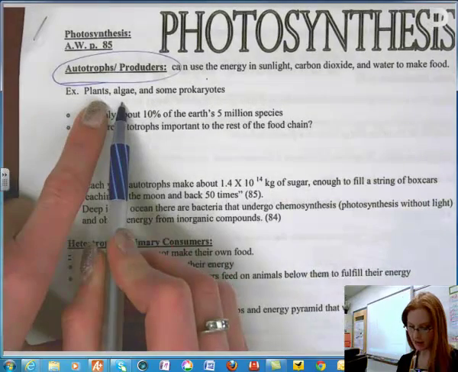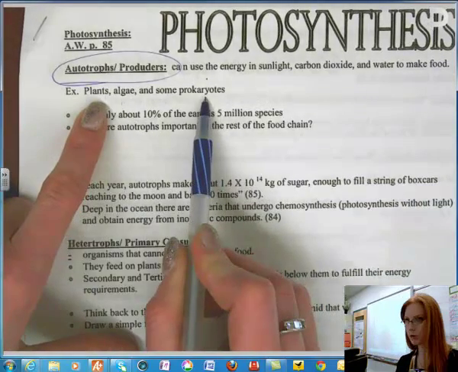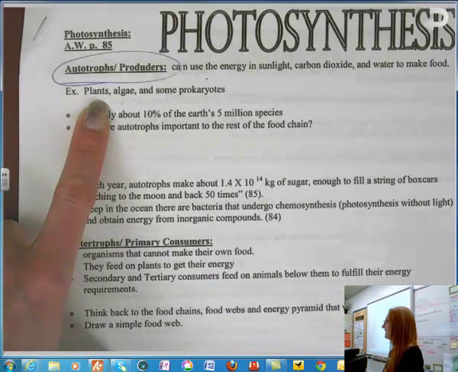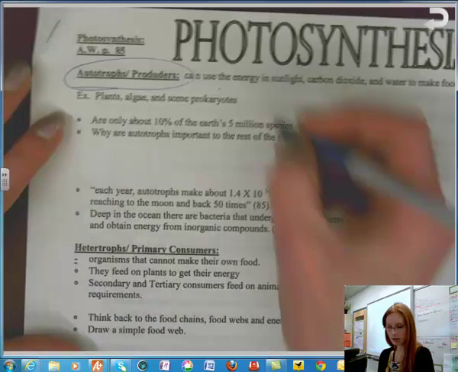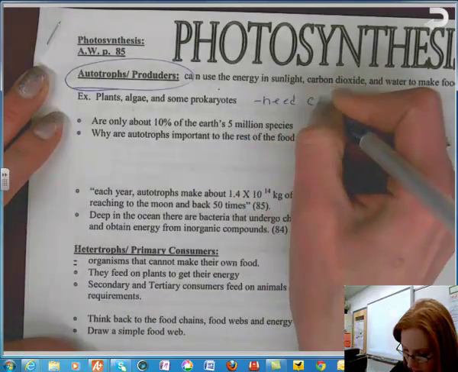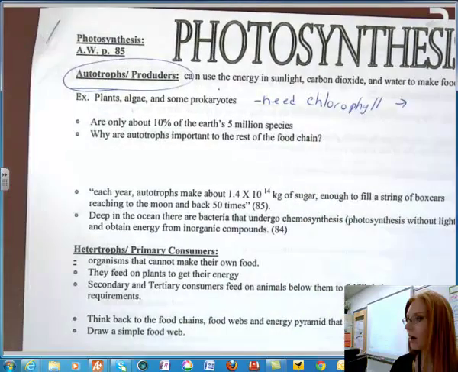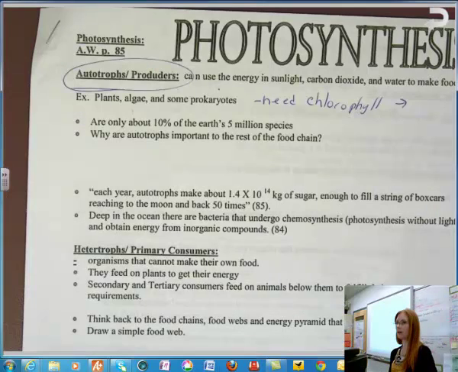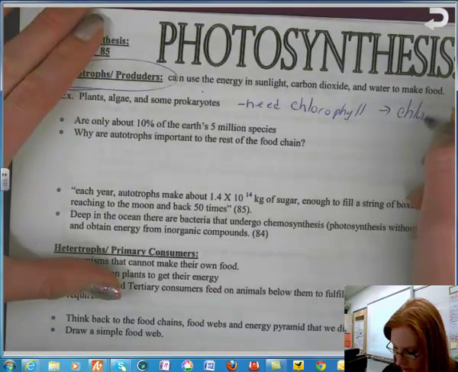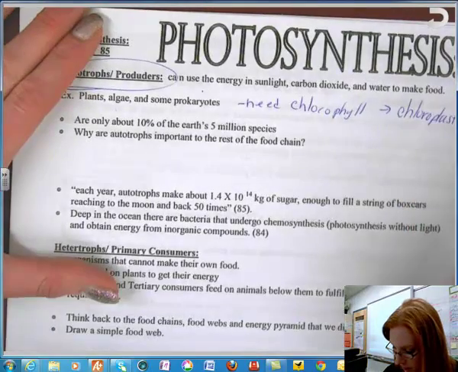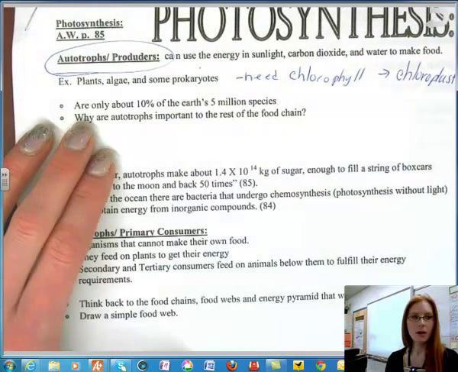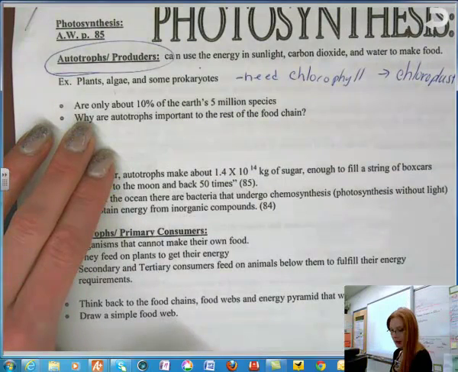Plants, algae, and some prokaryotes. What do those need to have in order to photosynthesize? Okay, they would need chlorophyll, often found in what organelle of the cell? Correct. About 10% of the Earth's 5 million species are autotrophs.